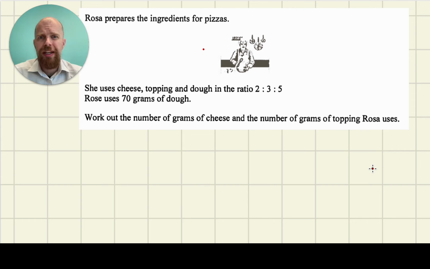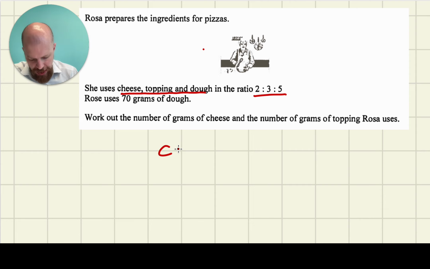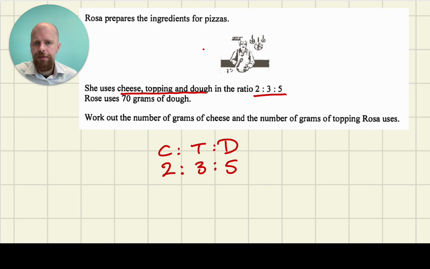In this video, we're going to be looking at a few typical exam questions on sharing in ratio. In my first question, Rosa is making some pizza and she's using cheese, topping and dough in the ratio 2 to 3 to 5. Ratios are always given respectively, which means that the way that the words are given is the way that the numbers are given as well. So we know that cheese to topping to dough is in the ratio 2 to 3 to 5.